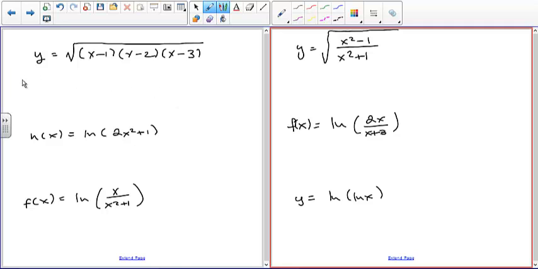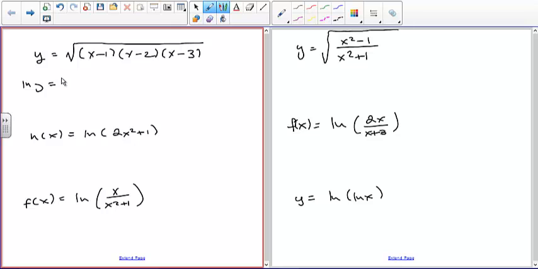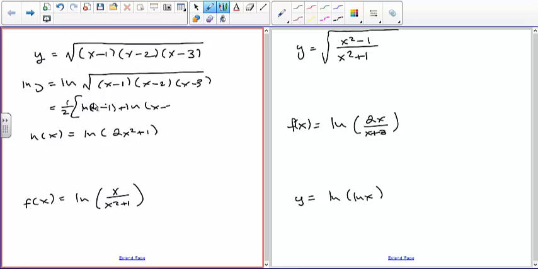So the process of logarithmic differentiation is you take the logarithm, and so what you would do in this case is you would rewrite it as to the 1/2 power, so you get 1/2. And then once you took the exponent out, you could break up the product of the three terms, so you'd end up with the natural log of x minus 1 plus the natural log of x minus 2 plus the natural log of x minus 3. So that would be the simplified version.